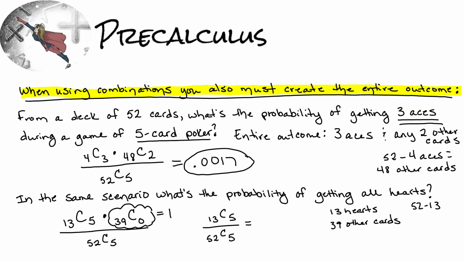So let's see what this answer gives us. From the calculator, if you punch this in, you end up getting 0.000495. So it's a pretty small probability of getting all hearts in a 5-card hand.